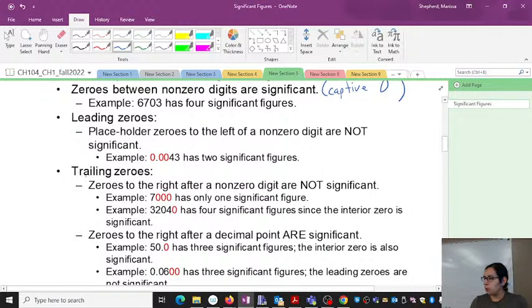And then these next 2 rules, let's read them and then we can kind of summarize them. First, it says leading zeros, so placeholder zeros to the left of a non-zero digit, are not significant. And so it's saying, right, all these leading zeros, that's not significant. If you notice these zeros, they're just showing how small something is. And then if we compare that to our trailing 0 rule, now it says zeros to the right after a non-zero digit are not significant. So if we look at this 7,000, all these 3 zeros are not significant. They're just showing how big.